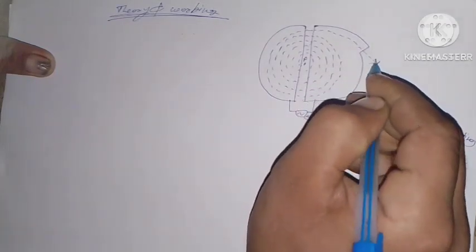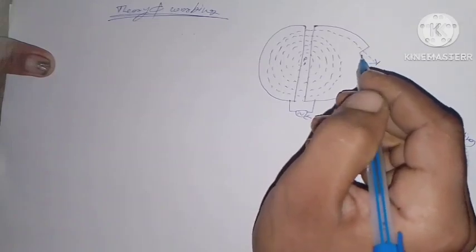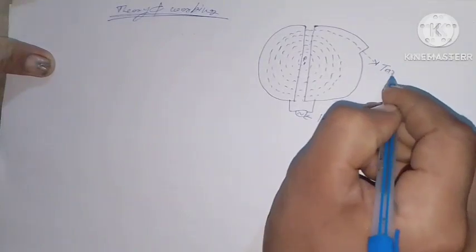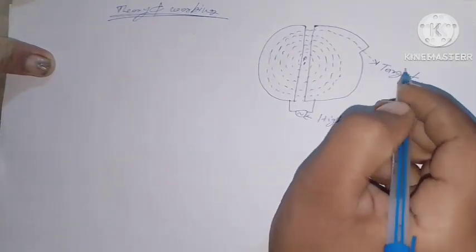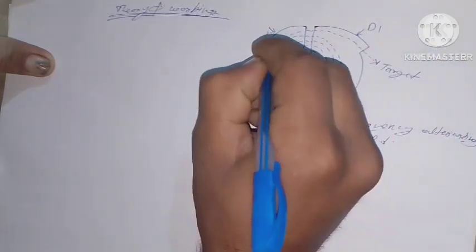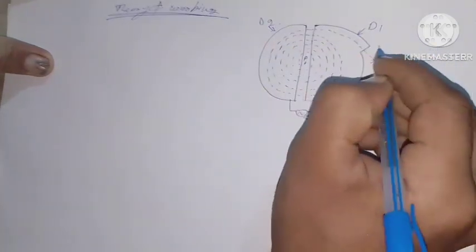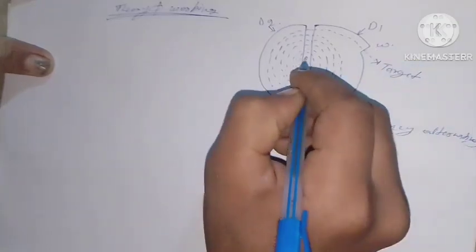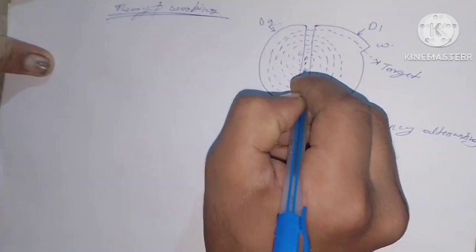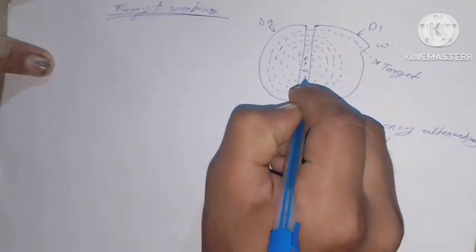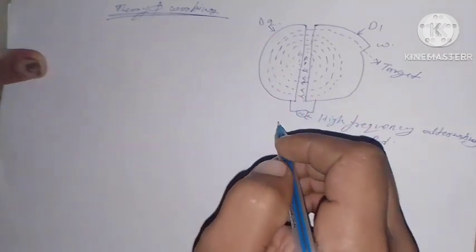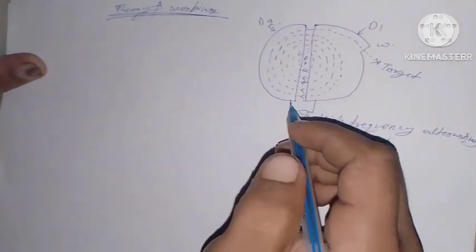This is the target. This is D1, this is D2, and this is the window W. Then P and C. Then the theory and working.